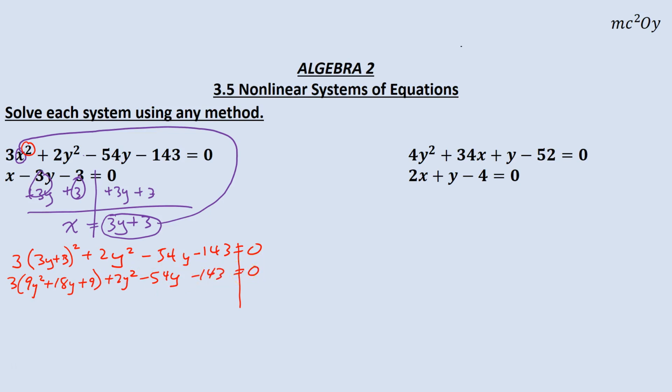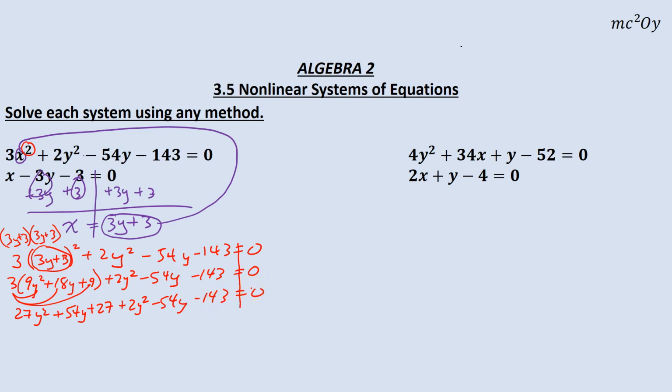This is like FOIL right here, for those of you who are wondering what I just did. That's just 3y plus 3 times 3y plus 3. All right, so now we'll distribute. So we get 27y squared plus 54y plus 27, plus 2y squared minus 54y minus 143 equals 0.